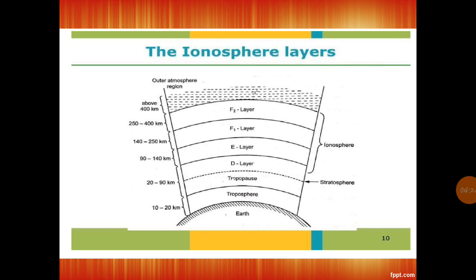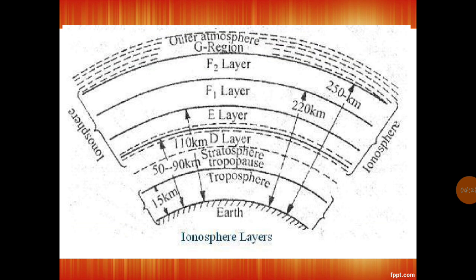While talking about the characteristics of the ionosphere, it is made up of charged particles, and it is uniquely reactive to the changing magnetic and electric conditions in space. In this diagram, the ionosphere layers go from Earth to the first layer, the troposphere, then the D layer, E layer, F1 layer, F2 layer, and G layer. Each layer is separated by different distances. It is uniquely reactive to the changes in magnetic and electric conditions in space.